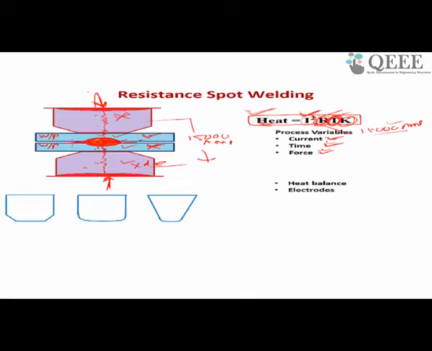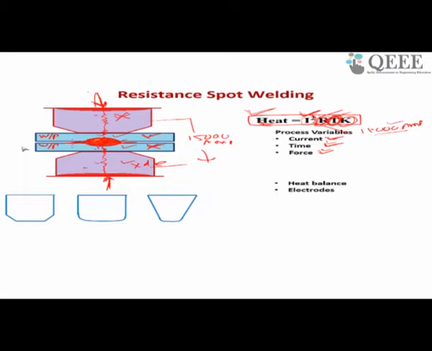Now, when you join two pieces together, one beauty of resistance spot welding is that you can join two pieces of any size. The top piece may be thicker and the bottom piece thinner, or both may be the same size, or the bottom may be thicker and the top thinner, or both may be of dissimilar materials. One may be aluminum, the second may be copper, but it should be metallic, conductive materials.